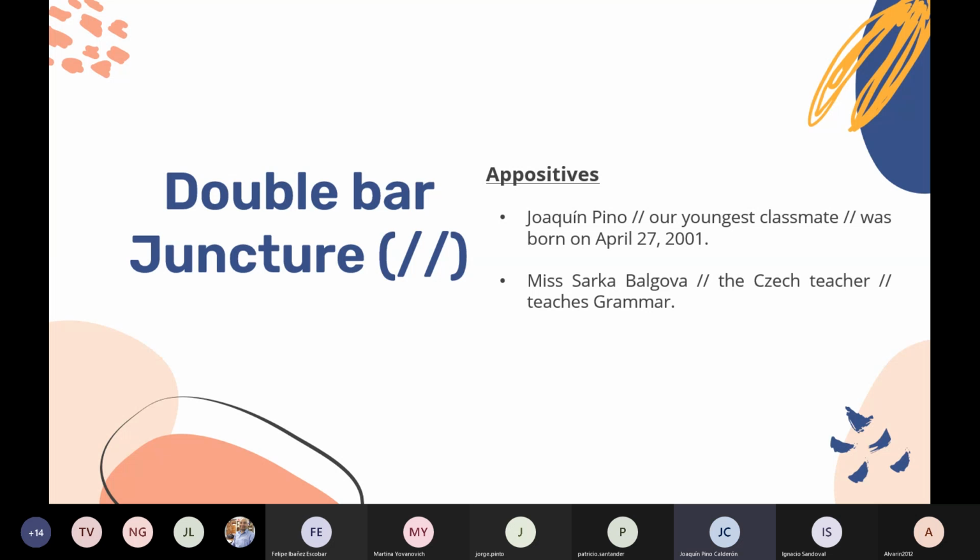So as you can see, it adds more information, and that requires a slight pause or a longer pause than a single bar juncture to make sense, so to speak.